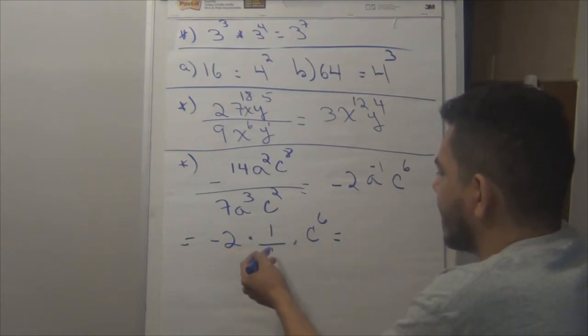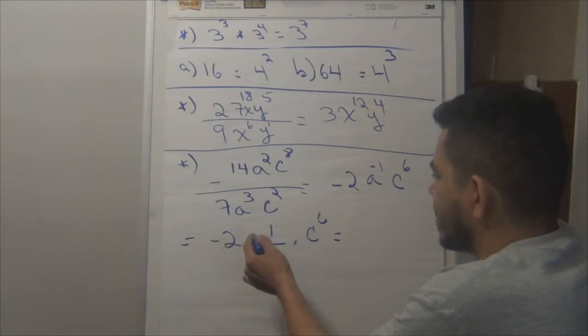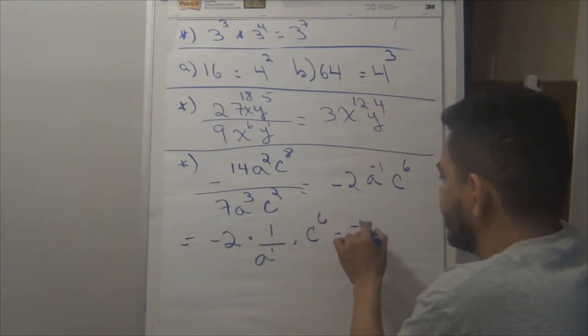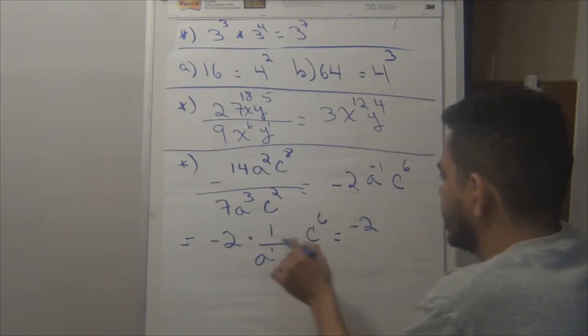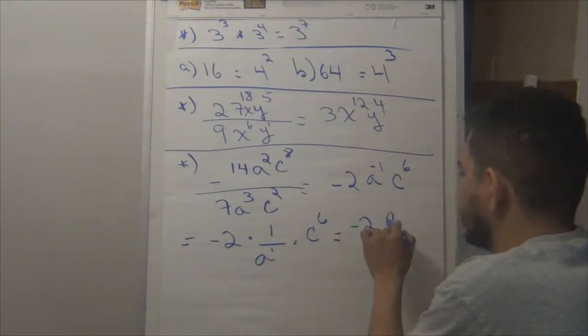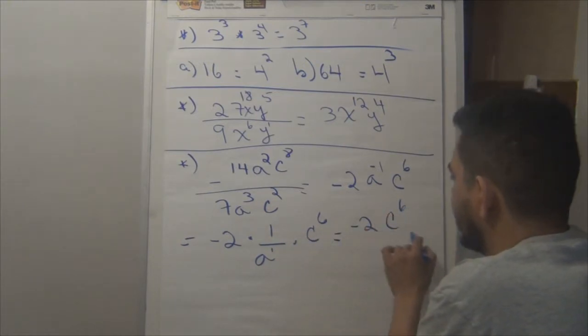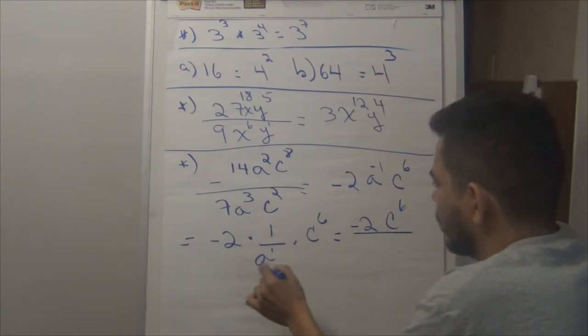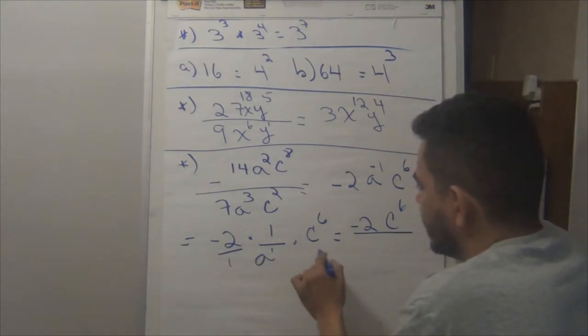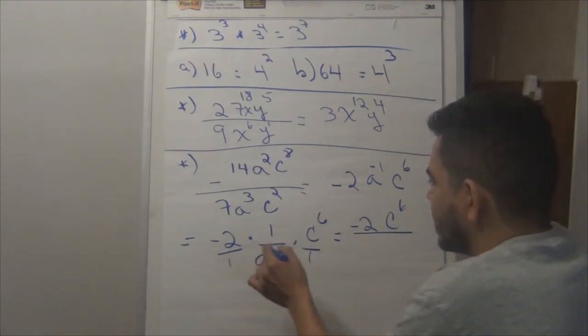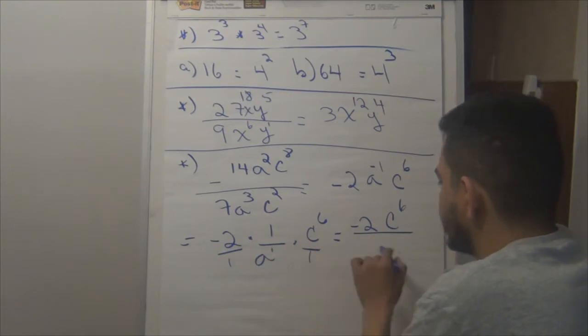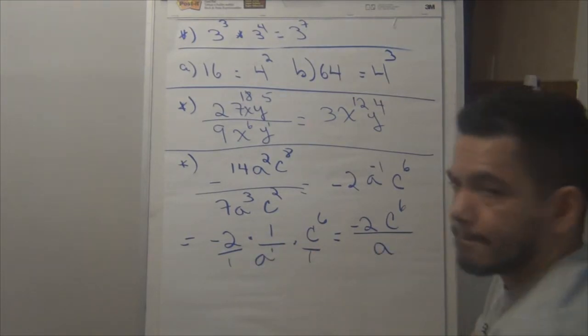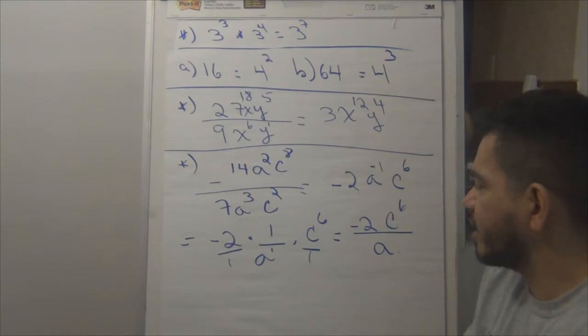So when we multiply, we get negative 2 times 1 is negative 2 times c to the 6. But now, over what? Well, this is over 1 and this is over 1. So 1 times a is a times 1 is a. And that's what you get.